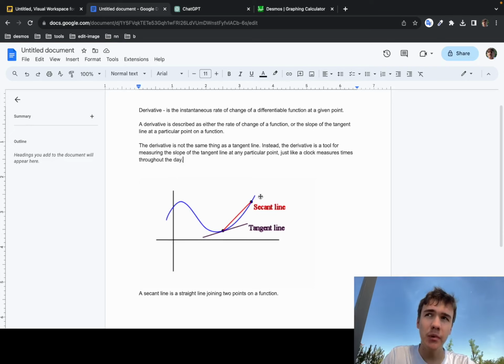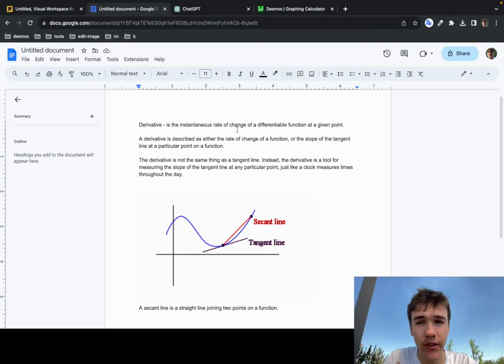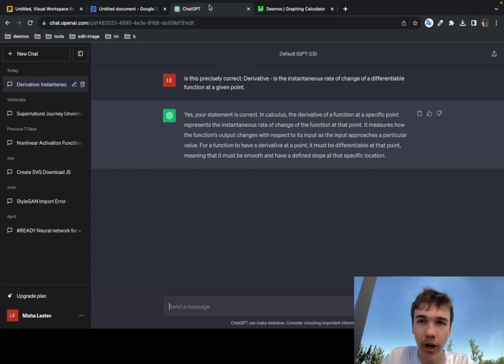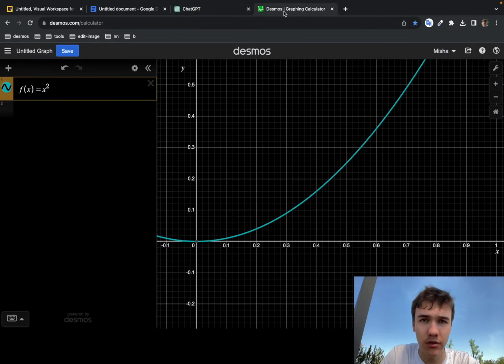By the way, I forgot to use ChatGPT, so I was willing to use it for the sake of explaining what the derivative actually is. I put into ChatGPT, is this precisely correct, my definition of the derivative? And it says, yes, your statement is correct. In calculus, the derivative of a function at a specific point represents the instantaneous rate of change of the function at that point. You can read it further, but I'm going to dive into Desmos again.